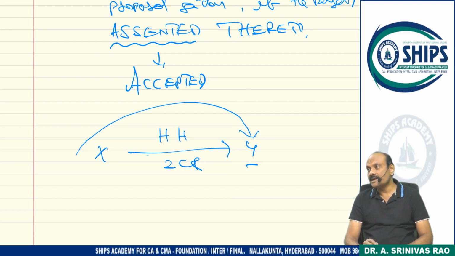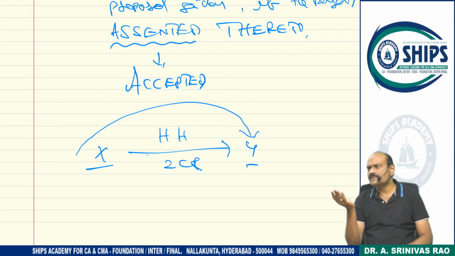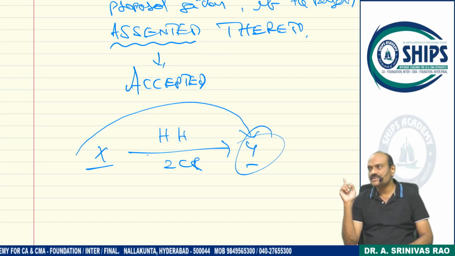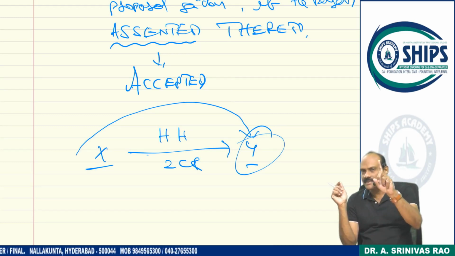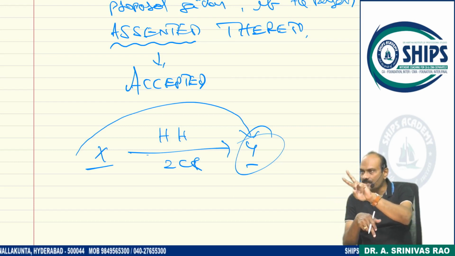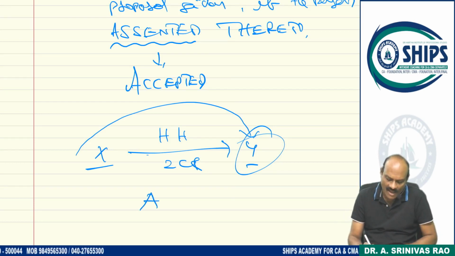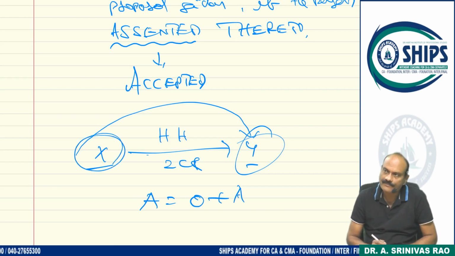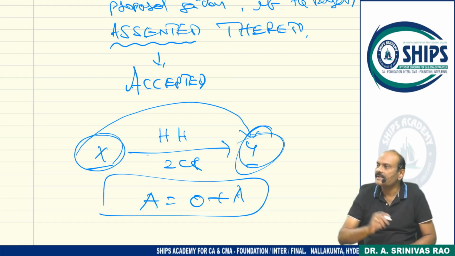Second, there should be consideration. What is the consideration to Mr. X? 2 crores, he is selling now. What is the consideration to Mr. Y? The house. So both got a consideration. So the promise definition needs only acceptance, whereas the agreement definition needs a promise, 2 persons and consideration. What does agreement mean? Agreement is equal to offer plus acceptance. Here offer from one side, acceptance from the other, offer plus acceptance makes an agreement.